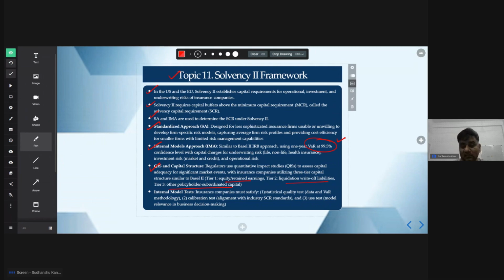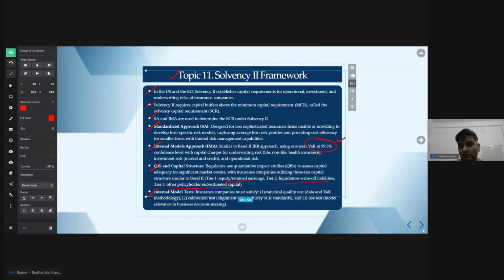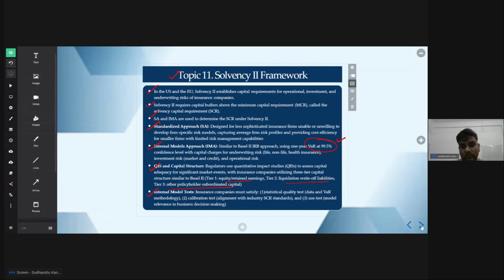And then you look at the internal model test. An insurance firm must satisfy the statistical quality test, the calibration test, and the use test. The model must influence your business decisions. That we need to understand. Okay, with this, we move to the question here.